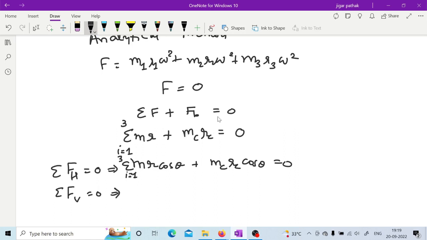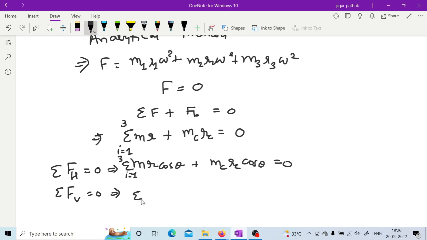Analytical method, first equation. This one? No, sir, first line. This one? Yes, yes, sir. It must be, yeah. And then that vector sum must be equal to 0 in order to get that statically balanced system.